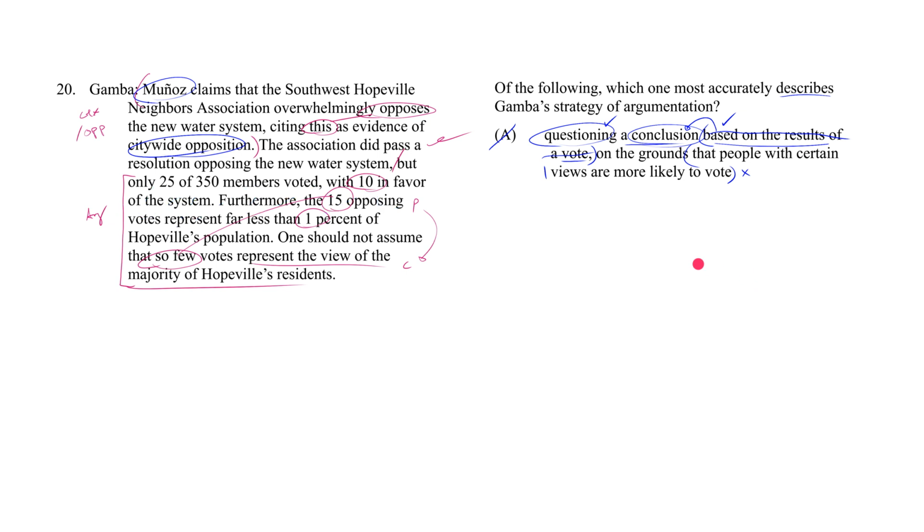Well, you could say something like, hold on a second, Muniz. I'm not so sure about your citywide opposition conclusion because while the association did pass the resolution opposing a new water system, only 25 of the 350 members voted, and sure, all 25 voted no, but those 25 members were all extremely motivated to vote no because of, fill in the blank, whatever reason they might have, right? Maybe they have some financial incentive in the matter, right? Meaning those 25 no votes, because they came from people with a certain view which made them more likely to vote, can't be taken to be representative of the majority of Hopeville residents.